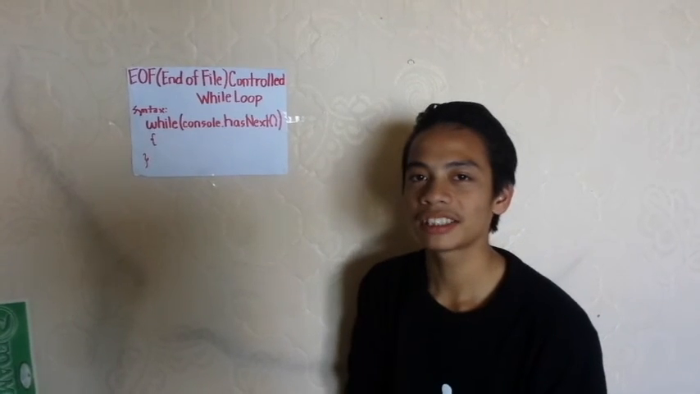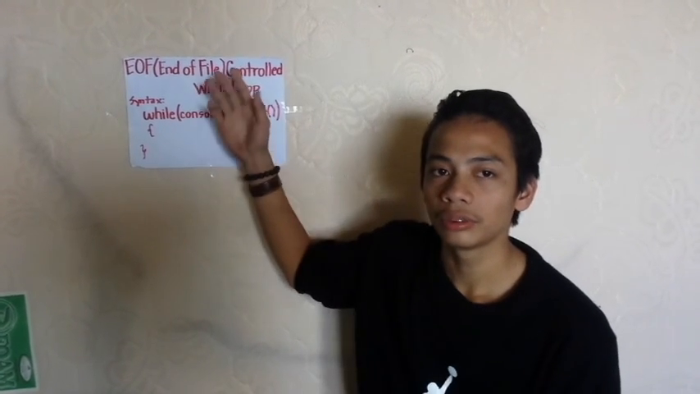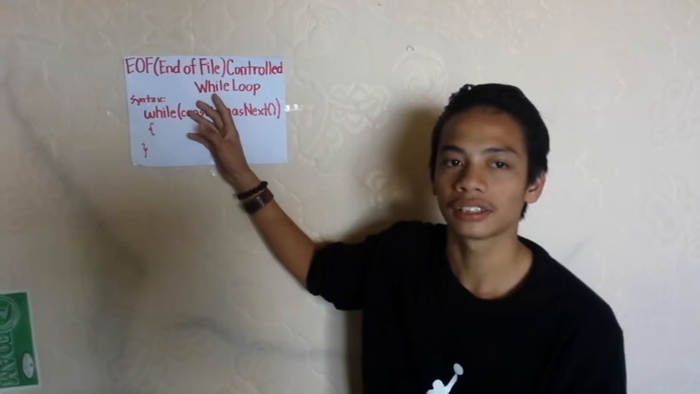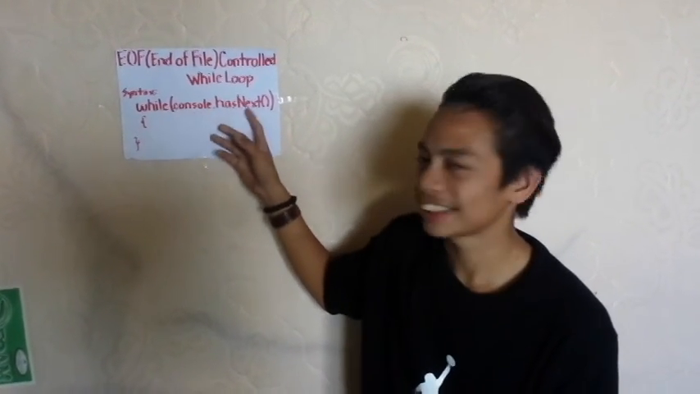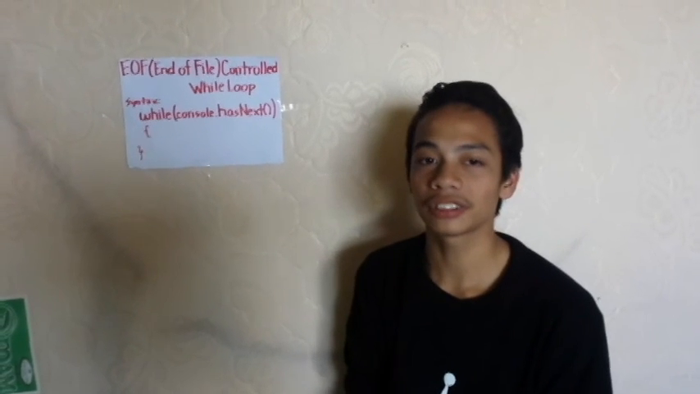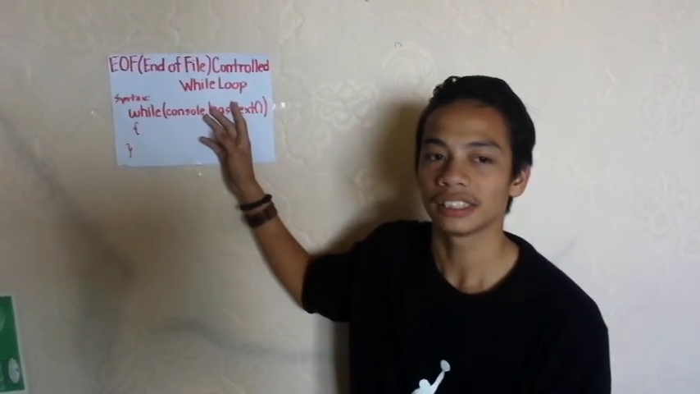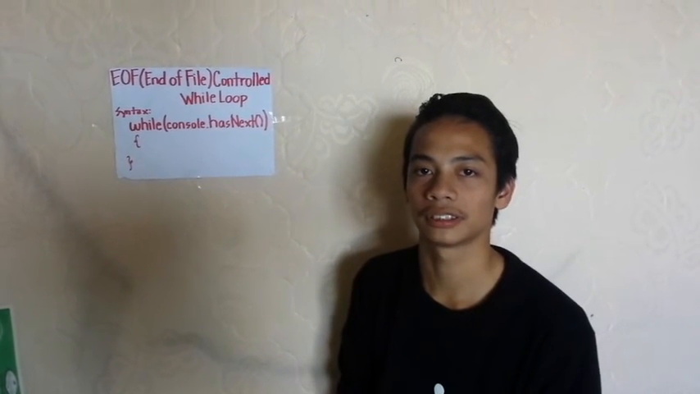Hi, I will discuss to you about the end-of-file controlled while loop. A general form of the end-of-file controlled while loop that uses the Scanner object console to input data is of the form while console.hasNext. The expression console.hasNext evaluates to true if there is an input in the input stream. Otherwise, it returns false. Expressions such as console.hasNextInt act as the loop condition.